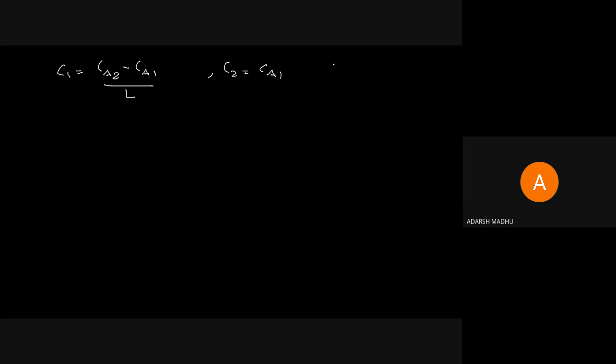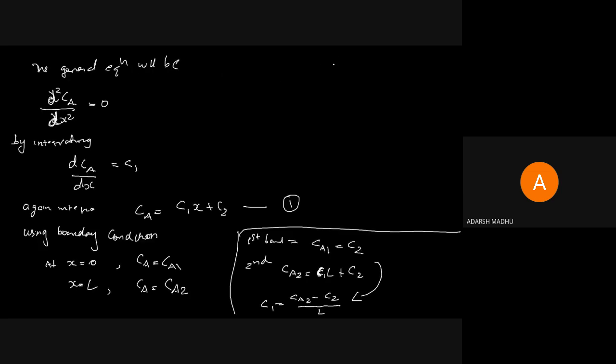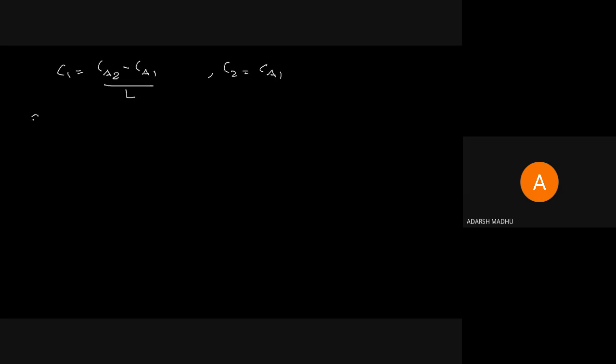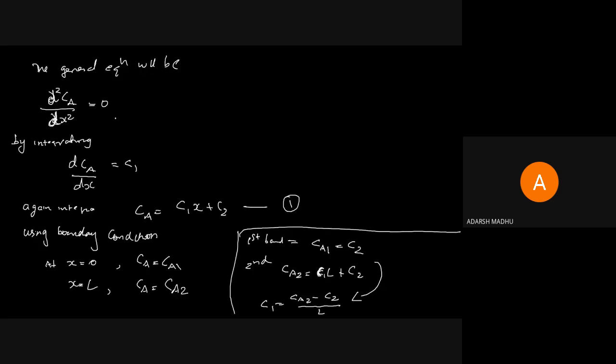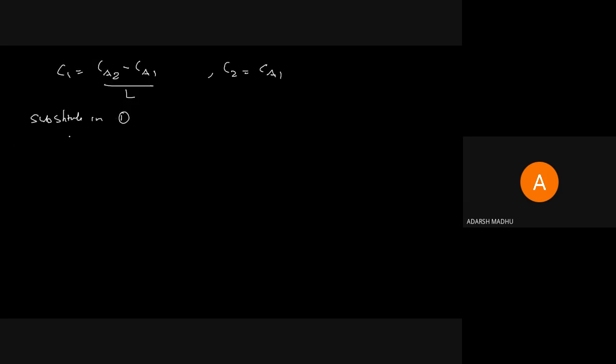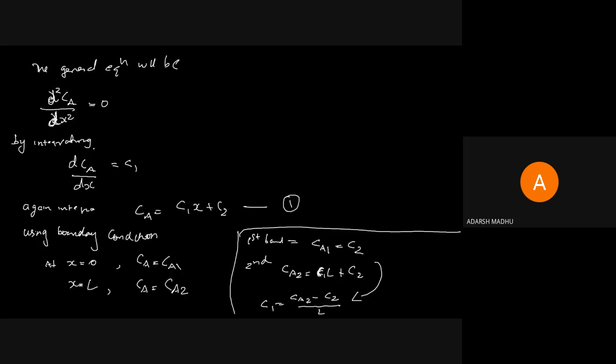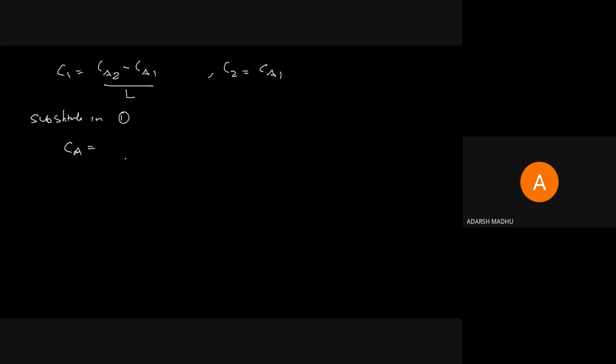These are C1 and C2 from the boundary conditions. So substitute in equation 1. We will get CA equal to C1x plus C2, where C1 is CA2 minus CA1 divided by L, into x, plus C2.